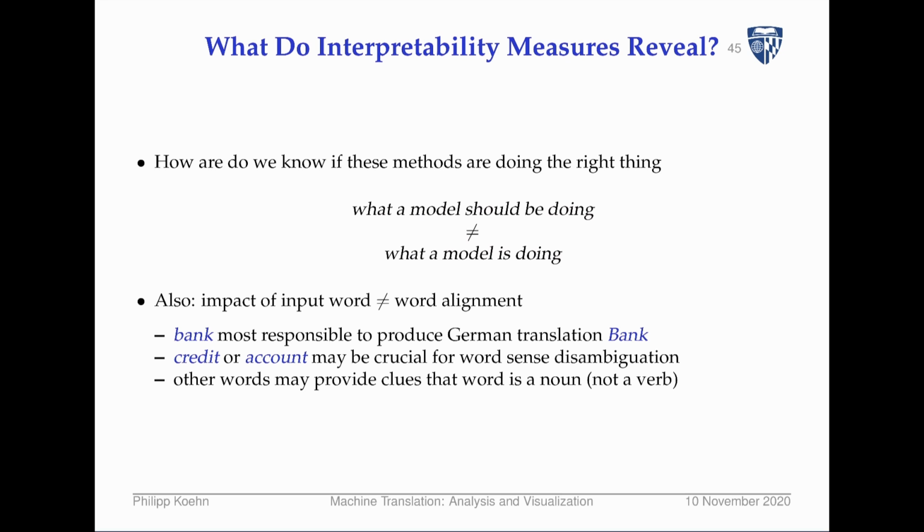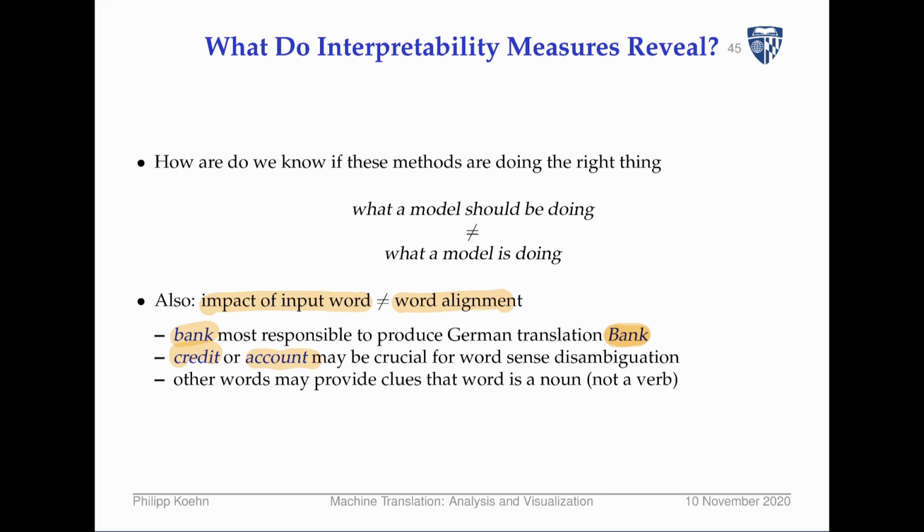So, and also in our example where we seem to have some ground truth of what a model should be doing, well, the impact of an input word is not exactly the same thing as a word alignment. If we look at the production of the German word Bank, probably the English word bank in the English sentence is the most responsible one for producing it. But there are also other words that might be crucial for word sense estimation. So maybe the decision to produce this German word Bank is also driven by having the words credit and account in the input sentence, because that really reveals the right meaning for the word, and somehow obviously that has impact on making these translation decisions.